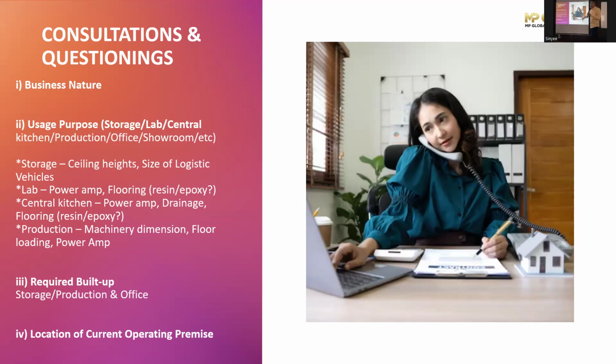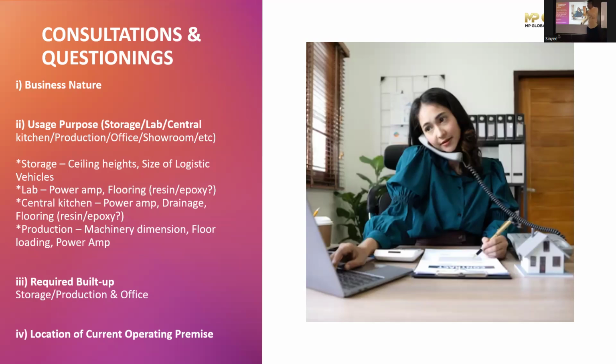Next, lab, central kitchen, production, office, showroom. For example, central kitchen: when the tenant calls you, once they tell you their usage purpose, remember the layout of those factories, it will automatically filter out. You'll be able to save your time on proposing the wrong units and consult the client on the more accurate factory that's suitable for them.